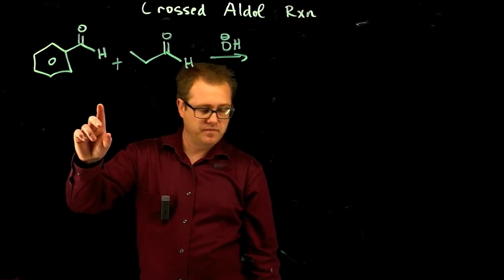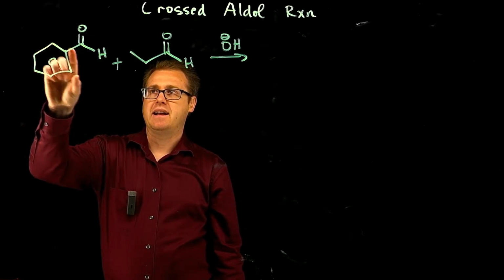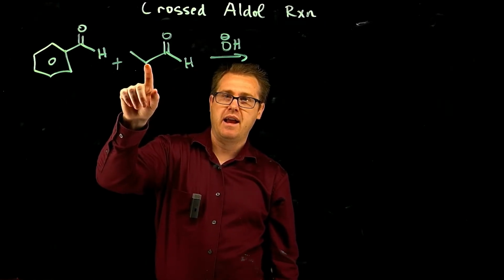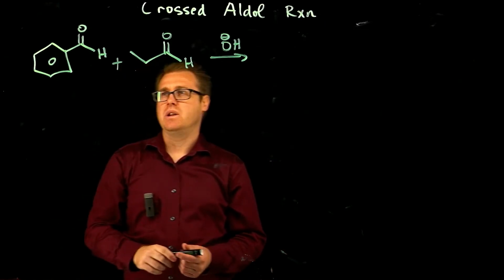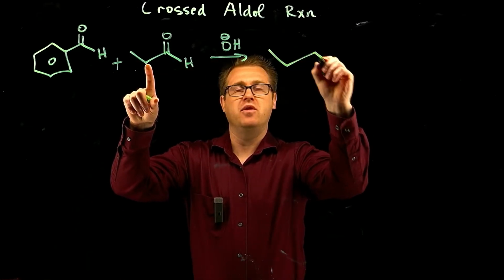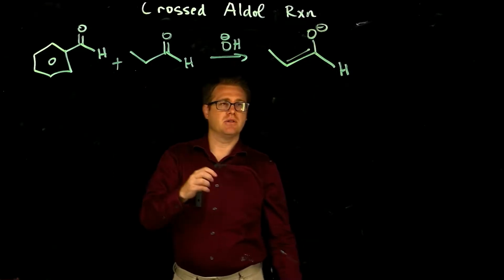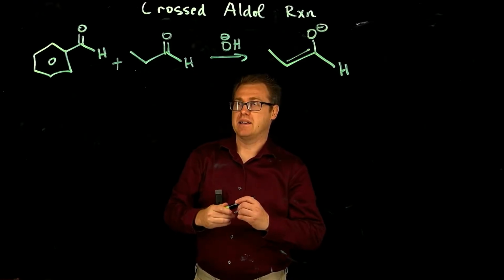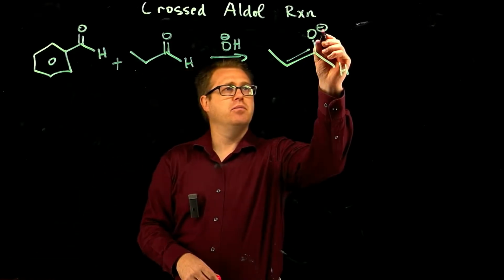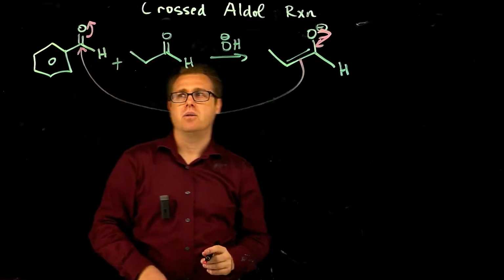Here's another example. Here's benzaldehyde. You can see that here's the alpha carbon, but there's no hydrogens on it. Here's another aldehyde, and it has alpha hydrogens. So the only enolate that's going to be formed is going to be this guy, which we have seen before. That enolate will look like this. And so that enolate is going to then attack this guy right here. So we can bring those electrons back and attack like so.